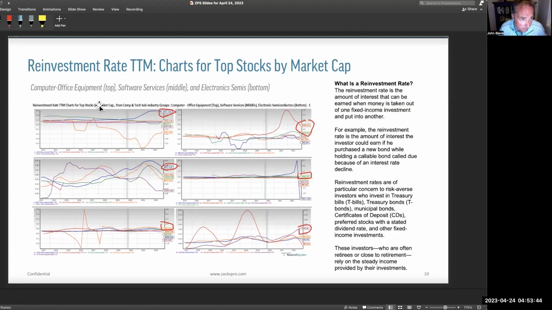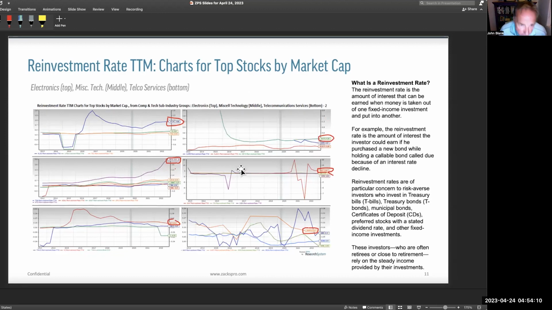Let's get to 10. Reinvestment rate. Again, I put this over here. A reinvestment rate is the amount of interest that can be earned when money is taken out of a fixed income investment. So in general, you would like to be seeing a higher reinvestment rate. Let's see the names. Apple, NetApp, Adobe, Microsoft, AMD, and STM once again. On to the next one.